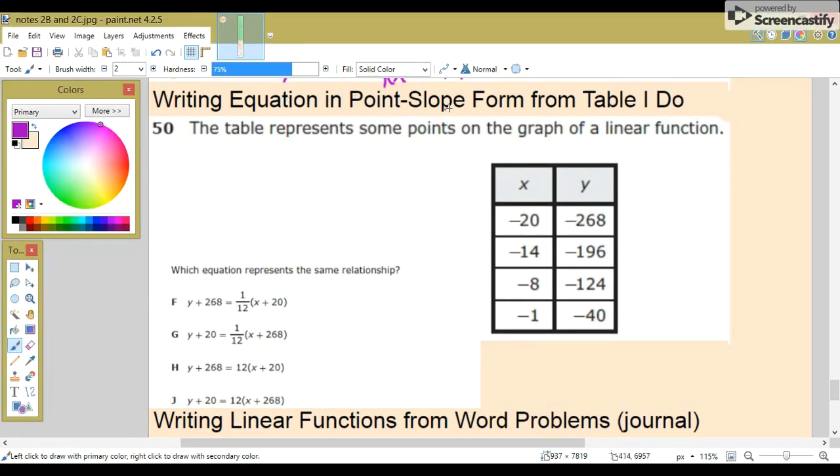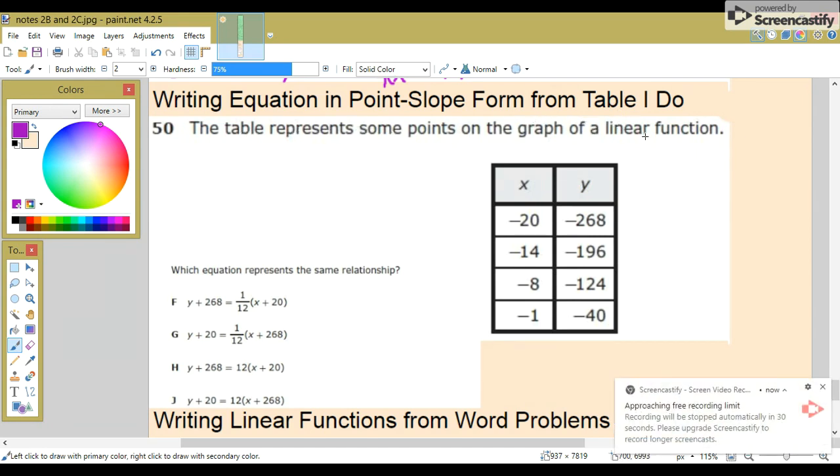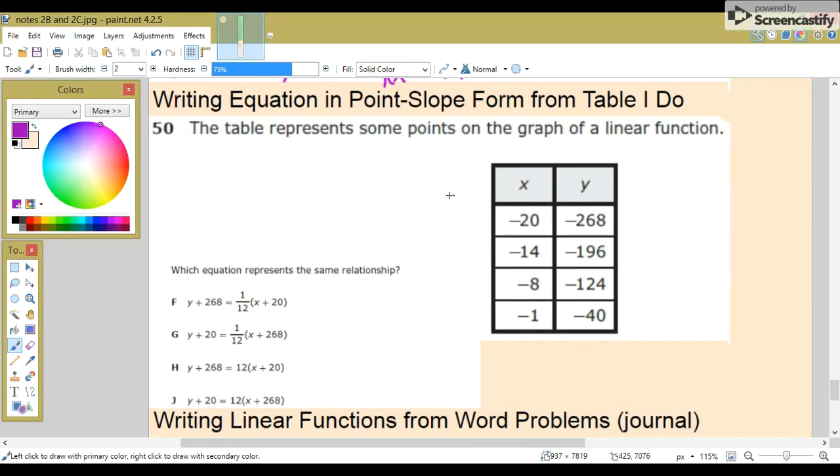Write an equation in point slope form from a table. The table represents some points on the graph of a linear function. So step 1, we want to find our change in y. From negative 268 to negative 196, we add 72, because negative 196 minus negative 268 is a positive 72.